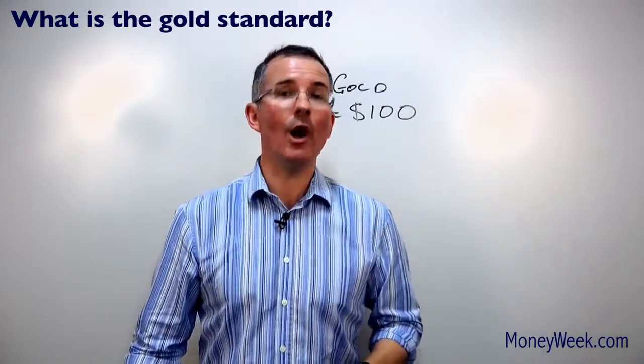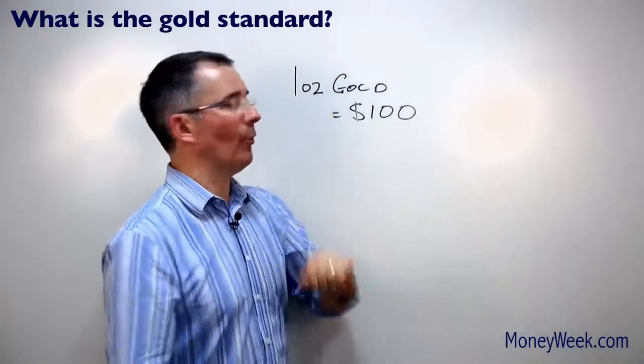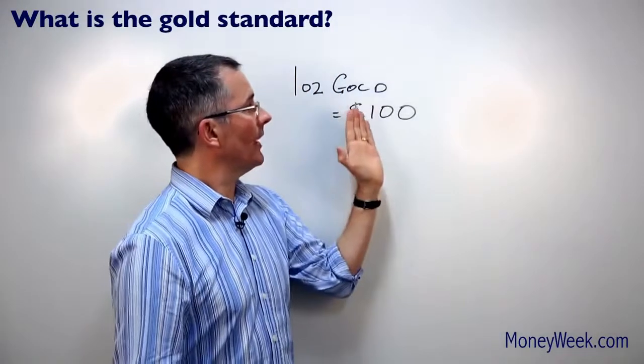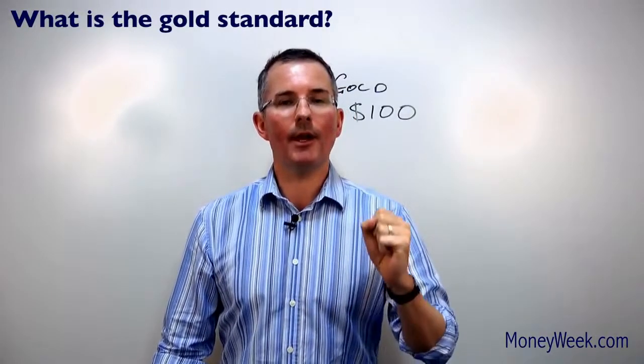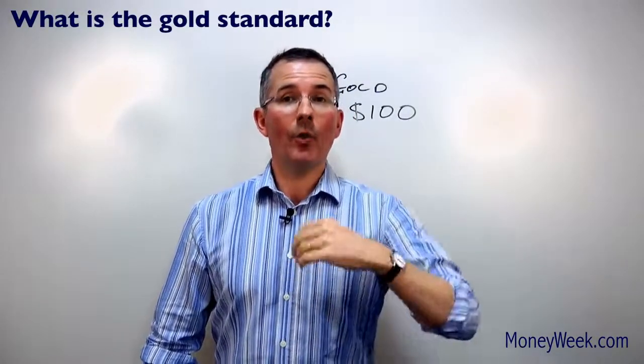Equally, of course, it means you should know you can turn an ounce of gold into $100. In other words, the dollar is linked directly to the commodity. Now, you might think, what's the point of that? I mean, first of all, has it been tried?